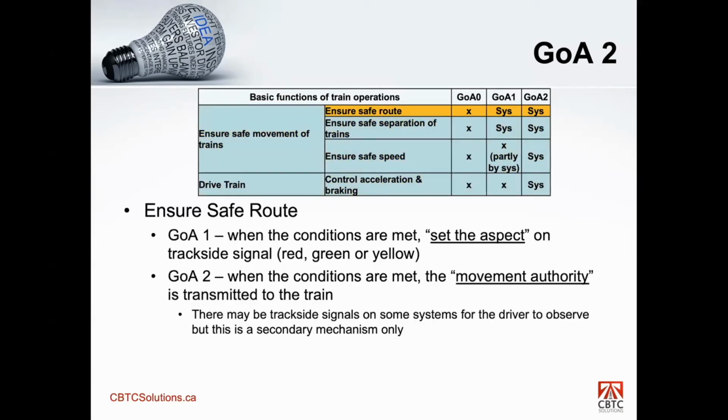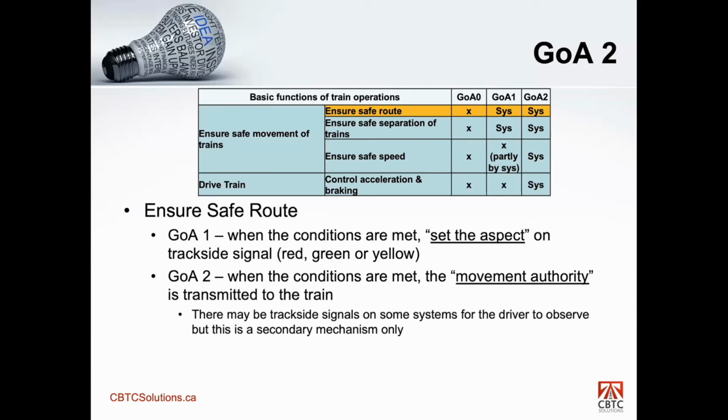So circling back, ensure safe route. In GoA 1, when the conditions are met, such as the switch is in the right position, there are no trains in front of it, and other conditions, the aspect of the signal is set to red, green, or yellow. But in a GoA 2 system, if the conditions are met, such as switches in the right position, there are no trains in front of it, and other conditions, a movement authority is transmitted to the train from the wayside to the vehicle.